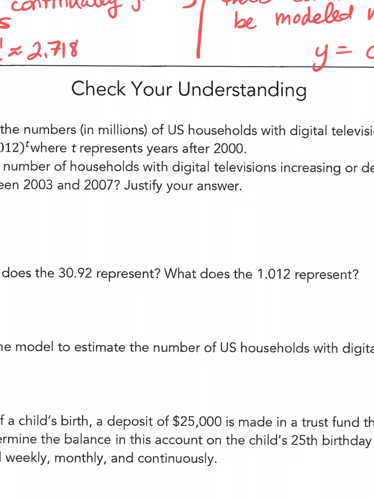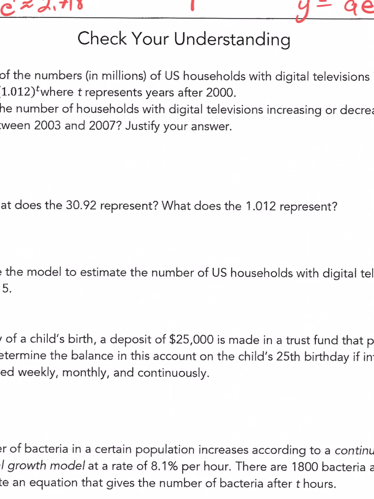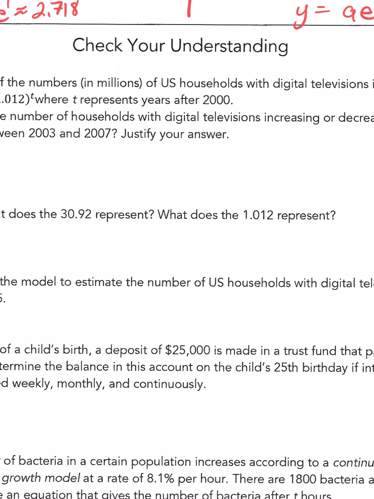So let's look at the check your understandings. You guys were supposed to have kind of looked at this, but we're going to look at this together. Number 1 gives estimates of the number, in millions, of U.S. households with digital televisions. Anytime you're doing one like this, you ought to put down "in millions." Look, we have an exponential function. How do we know it's exponential? Because look where the variable is. It's in the exponent spot. T represents years after 2000.